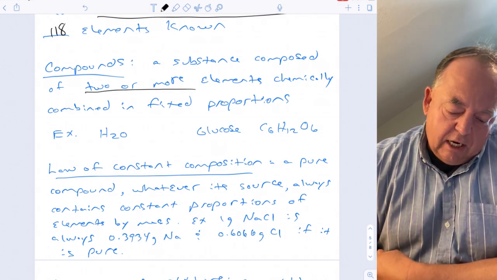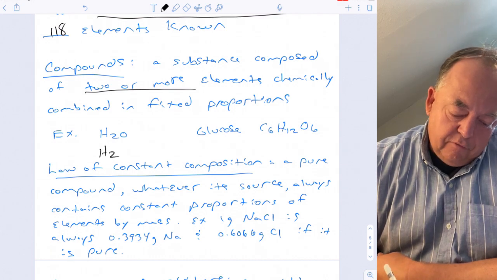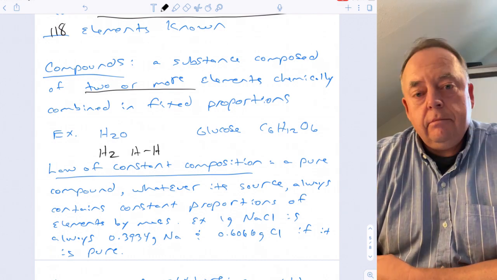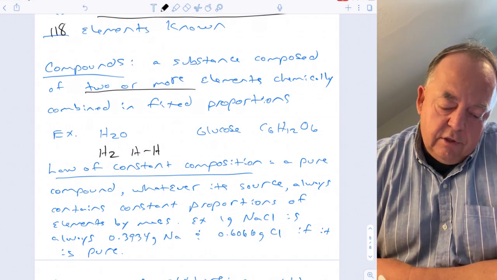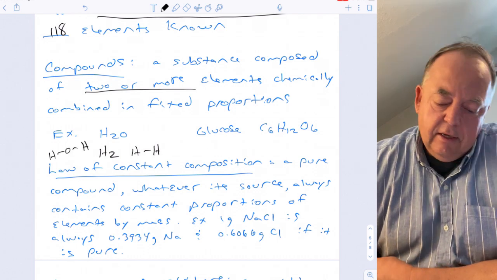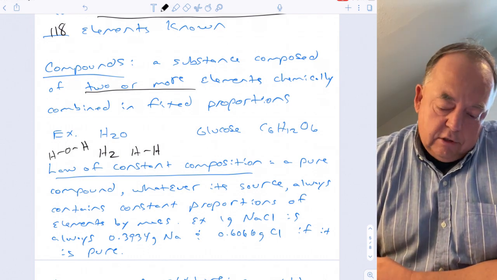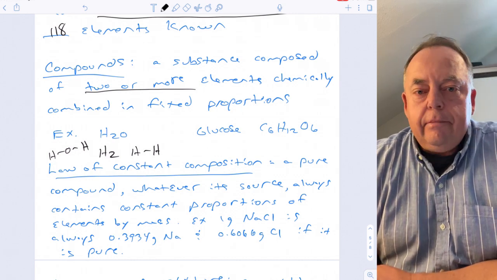Those two or more elements don't have to be different elements. They can be the same element. So H2, for example, is two hydrogen atoms bonded to each other. That's a compound. Or it can be different elements, like water, where hydrogen is attached to oxygen, or glucose, which is C6H12O6. Those would be compounds: two or more elements chemically combined.